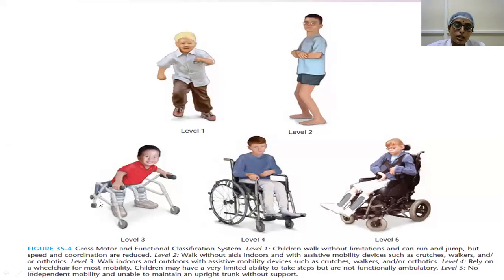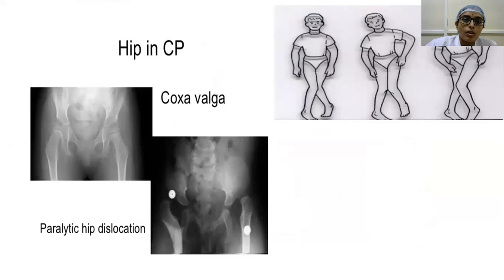Here you can see the child is using some assisting device for the mobility. Crutches, walkers or orthotics are used by the child. And in level 4, the child is wheelchair bound for mobility. But in the type 5, the child will not have independent mobility and the child will also not be able to maintain the trunk in upright position. So these are all the different gross motor and functional classification system.